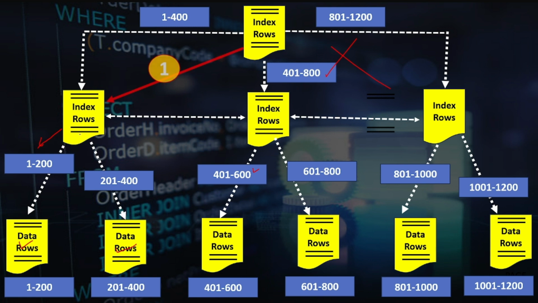Now from here also it has two ways. What is the requirement? Where employee ID is 150. So from here, this is 1 to 200. So 150 falls in 1 to 200. So it will come here. It will not come here. Make sense? So now see, it comes here and then it finds the data.